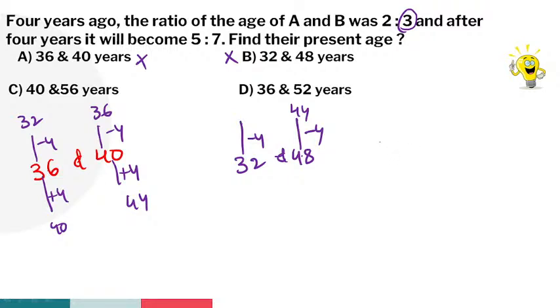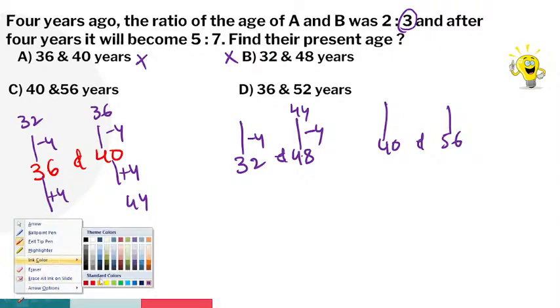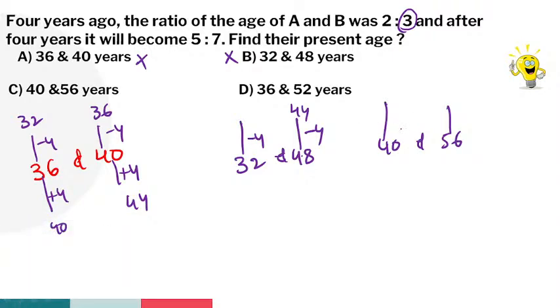And check the remaining ones. Don't waste time. Okay, next, 40 and 56. Simply check here. Okay, so it is a multiple of 2. And next, 4 years ago: 56 minus 4 is 52. 52 is a multiple of 3? No. That's why wrong. Okay?